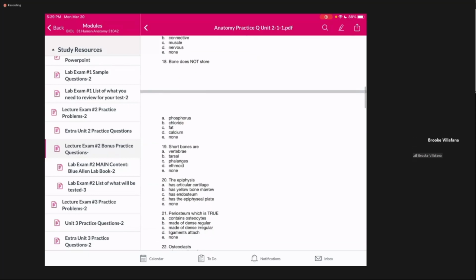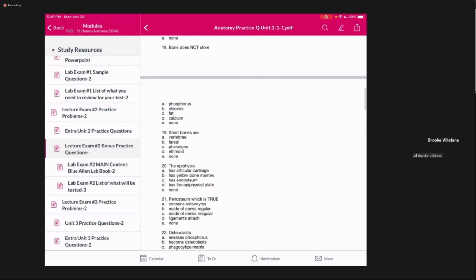So we know that bone does store calcium phosphate, right? Calcium hydroxide, and we know that bone also stores fat. So I would agree with you guys putting B, chloride, that chloride would be the one that we don't learn as bone storing. So I agree that chloride would be the correct answer to that question because it's the one that bone does not store.